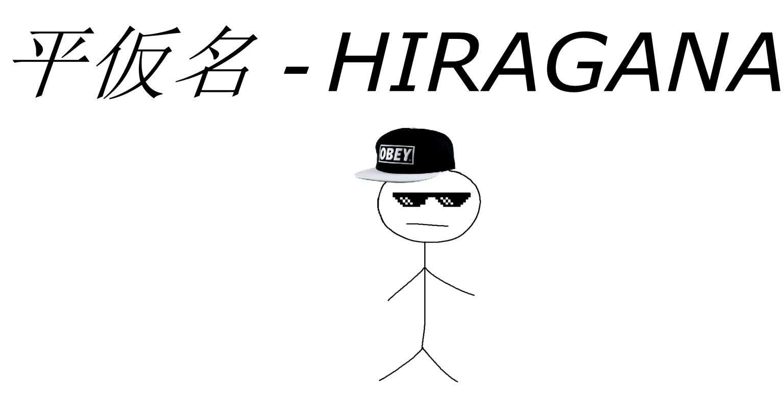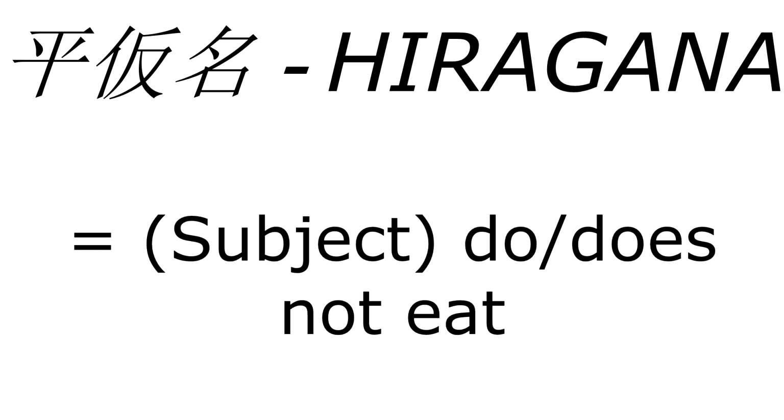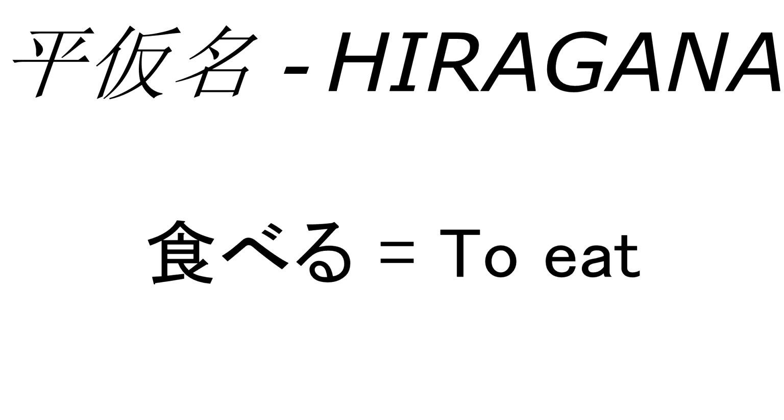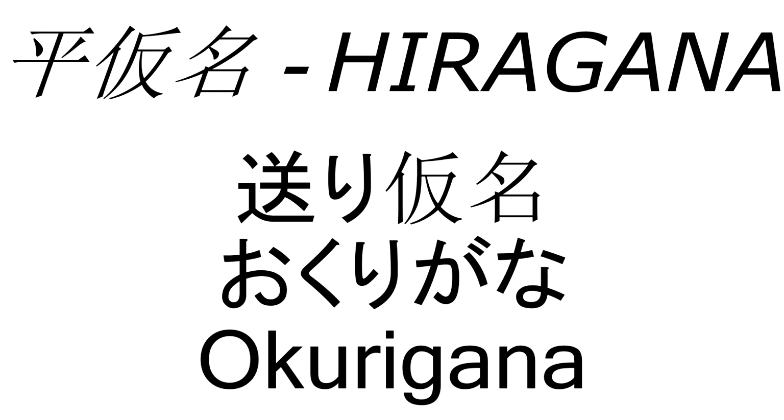Hiragana is used for suffixes attached to kanji stems which determine a particular inflection, forcing the kanji to have a specific meaning and a certain reading. These hiragana suffixes are named Okurigana, literally accompanying kana.